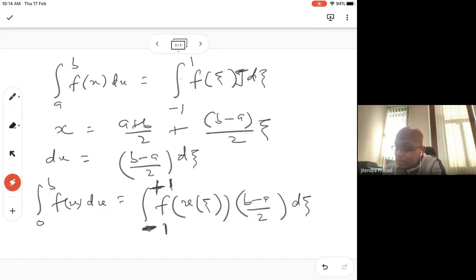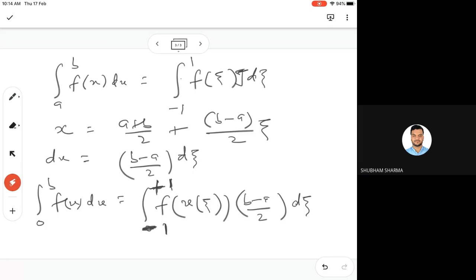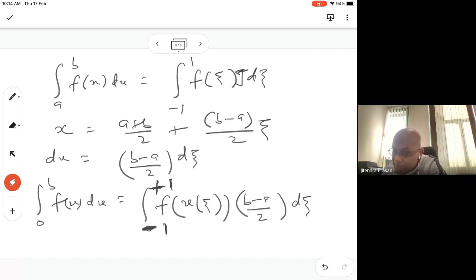right? Sir, here the limit will be a to b, no? In the last line, yes, correct. It will be a to b, so when we have -1 to +1.